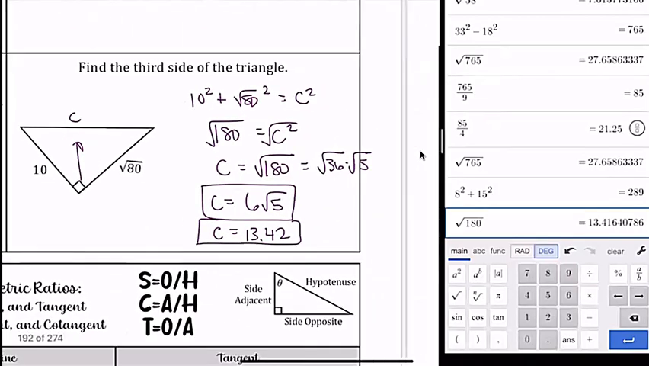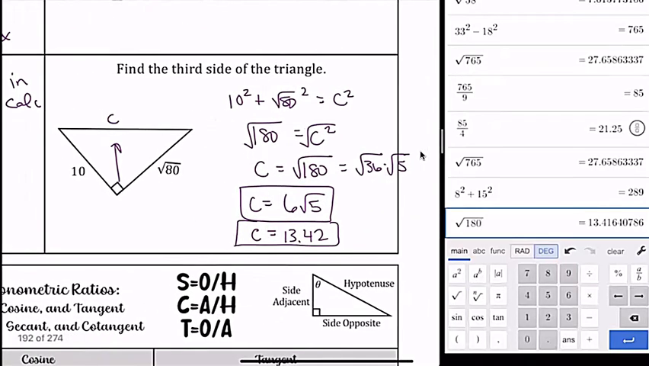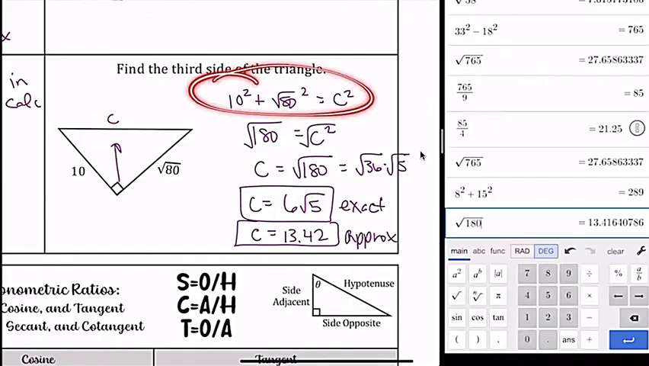And then lastly, we had this one. This one had an approximate and an exact answer. Here is our simplified radical form, and then our approximate answer. I was looking for C. Here's what I got here. And then 10 squared plus the square root of 80 squared. This I put in the calculator, and it told me 180. I took the square root of 180.